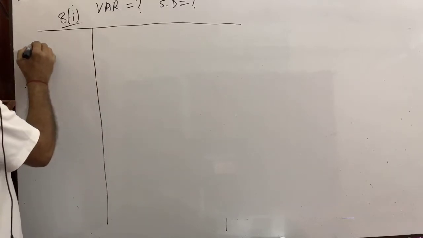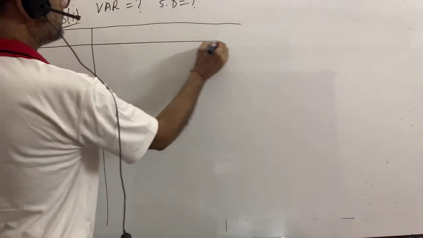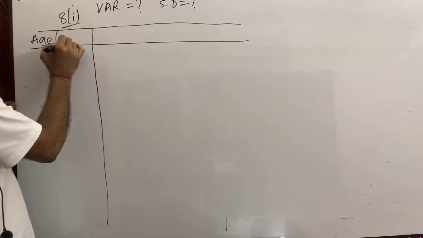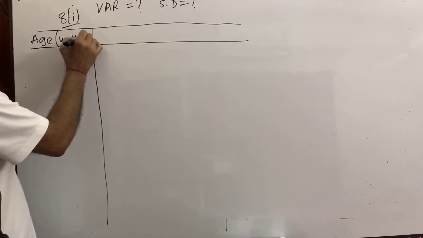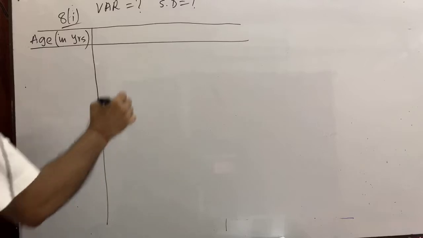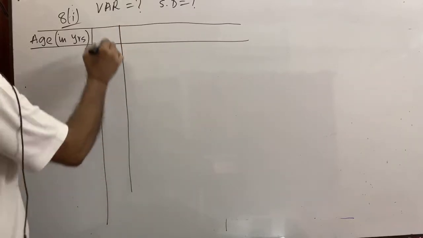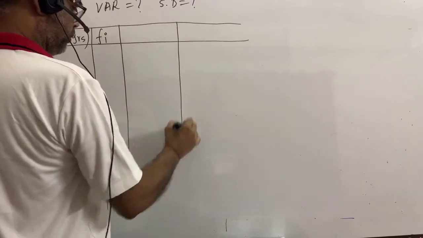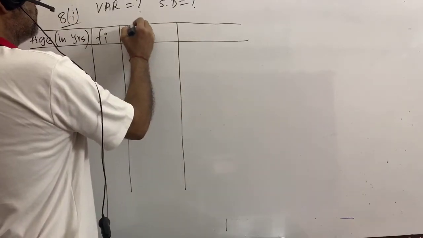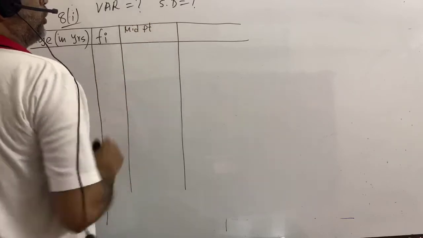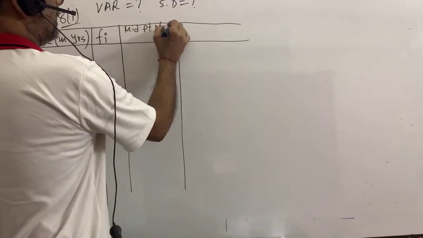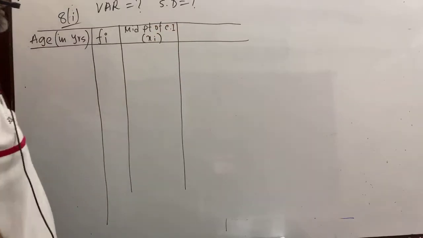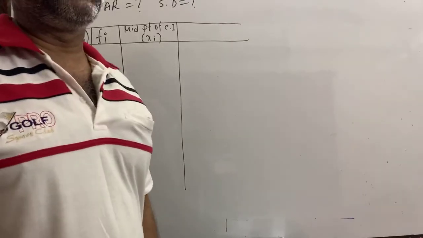Okay, this is age, given in years. This is fi. Okay, and this is the midpoint of class interval, that is xi. You see what I have written? Midpoint of class interval, that is xi.